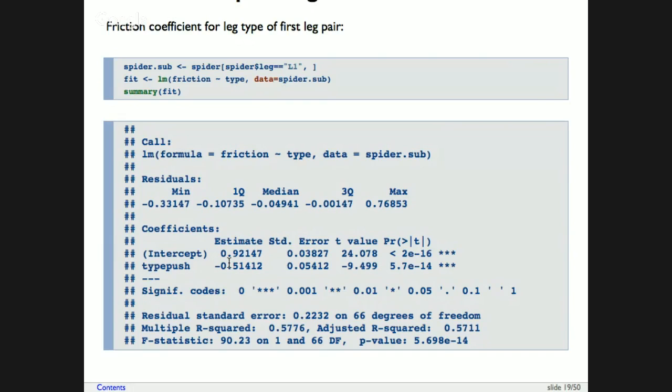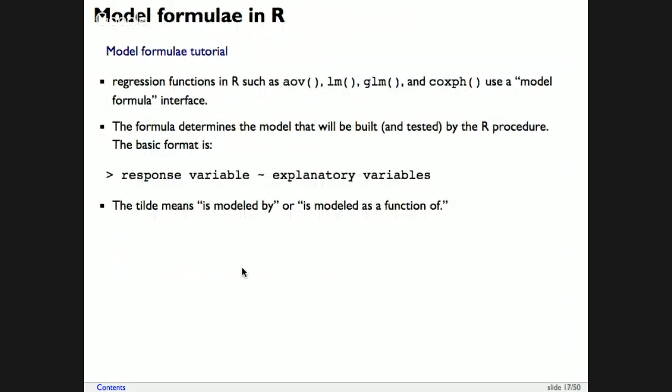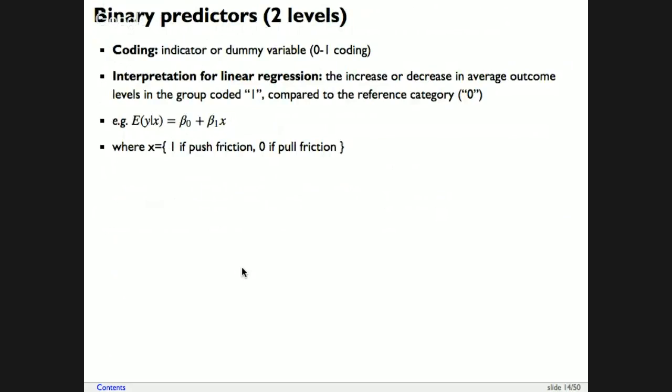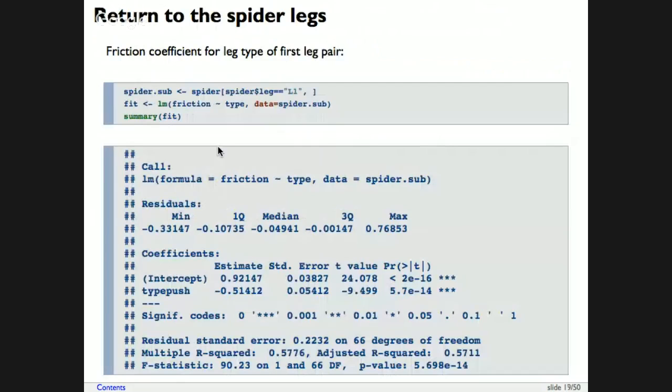So you could write the equation as y equals 0.92 minus 0.51 times x, where x is this recoded so-called dummy variable. One if push, and 0 if pull. Does that match the way it is here? Yes, that matches the way it is here. The coding is 1 if it's pushing, and 0 if it's pulling. So if your dummy variable x is coded that way, then your regression equation, the systematic component of it, is y equals 0.92 minus 0.51 times x.